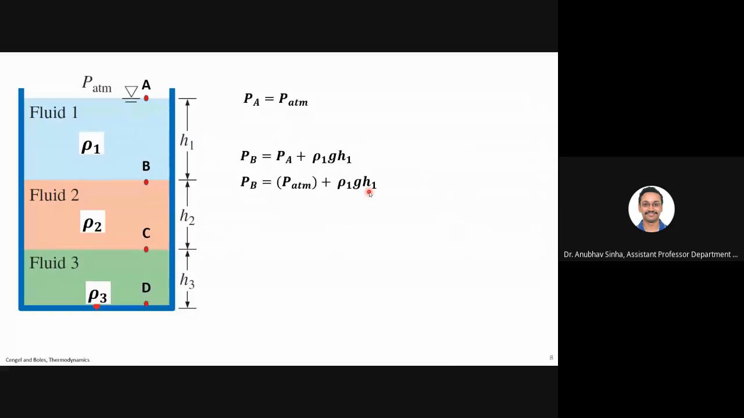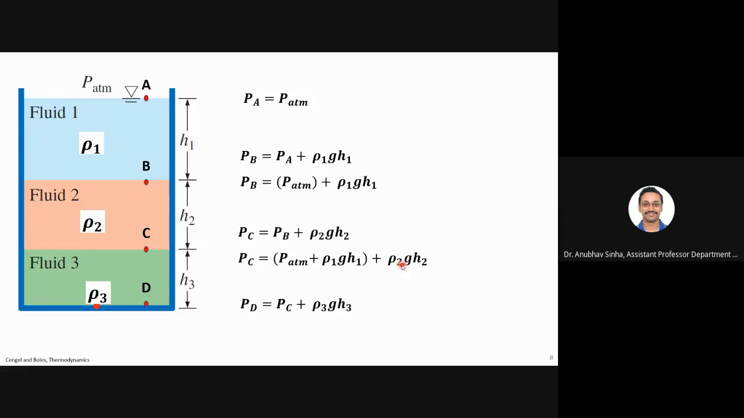Fine. So similarly, we will calculate pressure for different points. Let us say for point C. Point C will be the pressure at point B plus rho 2 GH2. Substitute what is PB from here: P atmosphere plus this rho GH, and then rho 2 GH2.